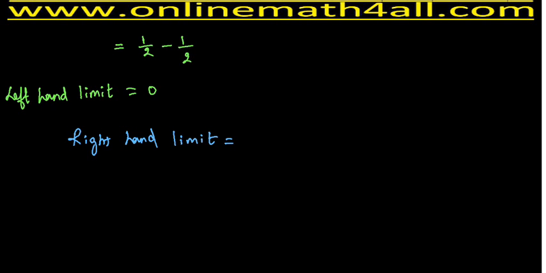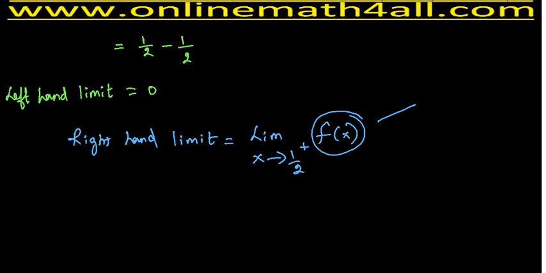So the right hand limit is the limit as x extends to 1 over 2 positive. This positive indicates we consider the right hand limit of x equal to 1 over 2 of f of x. So again the students may have a question. We have three parts for f of x.